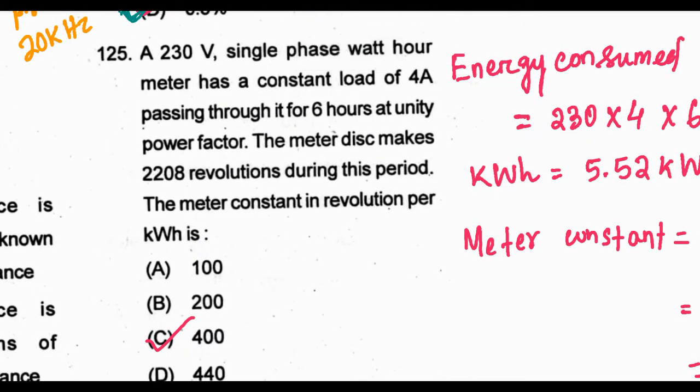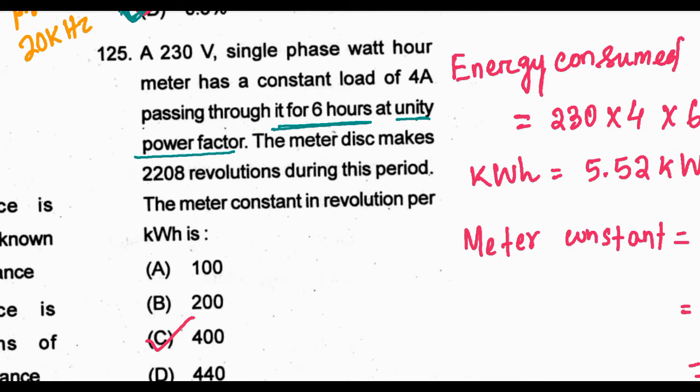A 230 volt single phase watt hour meter has a constant load of 4 ampere passing through it for 6 hours at unity power factor. The meter disc makes 2208 revolutions during this period. The meter constant in revolutions per kilowatt hour is to be found. So here we have to find out the meter constant in revolutions per kilowatt hour.